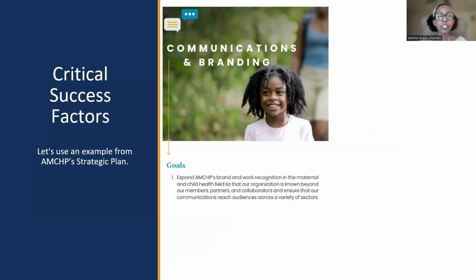And so I wanted to use an example from AmChip's strategic plan. You'll see here that I took it directly from our communications and branding bucket. Goal one states that it wants to expand AmChip's brand and work recognition in the maternal and child health field so that our organization is known beyond our members, partners, and collaborators, and ensure that our communications reach audiences across a variety of sectors.